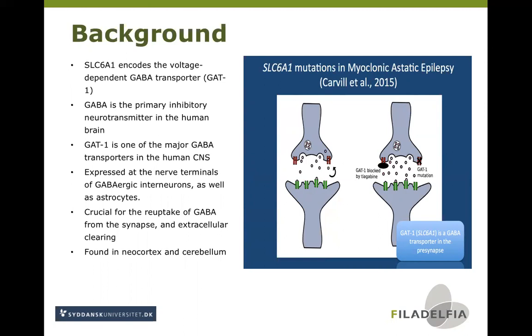These transporters can be found both in the neocortex as well as the cerebellum. And here on the right, you see what happens if GAT1 is blocked, which you can also do by using the drug tiagabine.